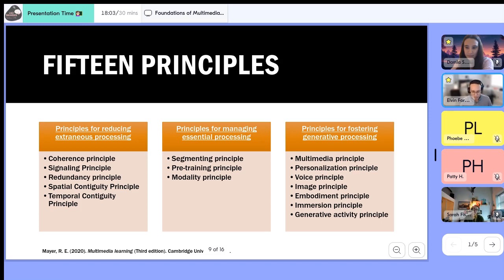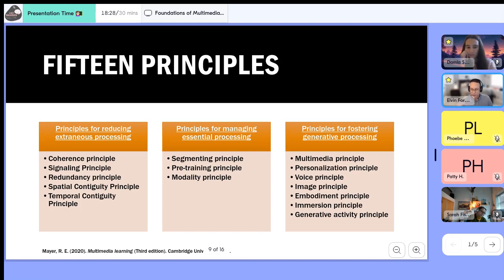So, principles for reducing extraneous processing. What Mayer is talking about are principles that make the learning easier for the learner and get rid of things they don't need. Like coherence and signaling. Signaling specifically, pointing somehow, verbally or visually, to the part of your e-learning that is most significant.